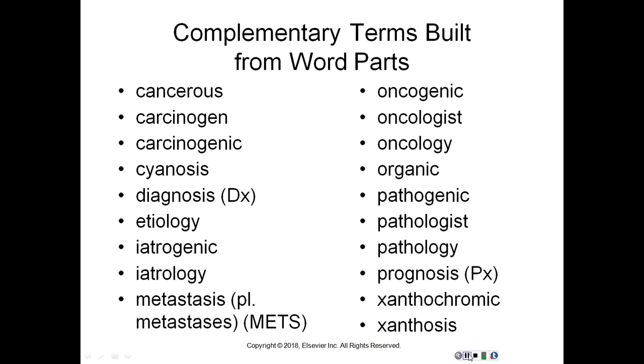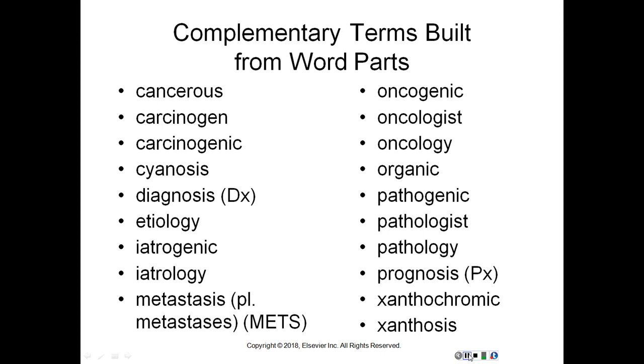Oncogenic, causing tumors. Oncologist, physician who studies and treats malignant tumors. Oncology, study of tumors. Organic, pertaining to an organ. Pathogenic, producing disease. Pathologist, physician who studies diseases. Pathology is the study of disease. Prognosis, state of before knowledge, and abbreviated capital P, lowercase x.